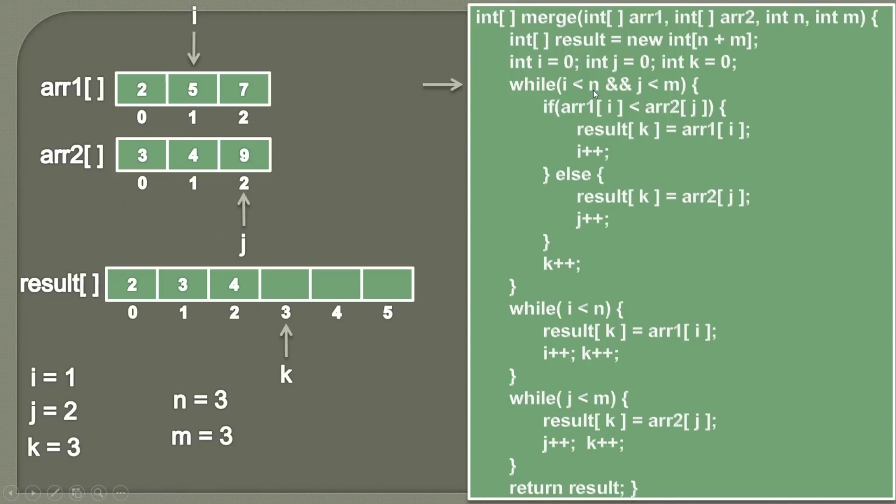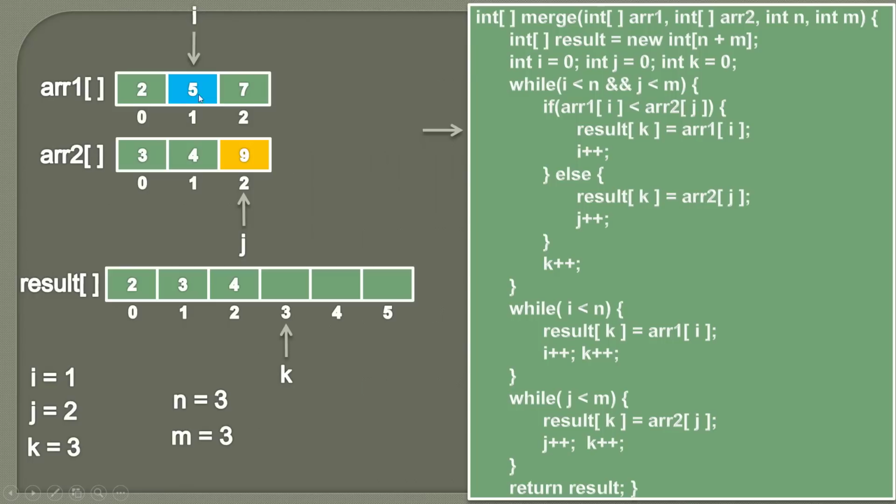Here still i is less than n and j is also less than m. 1 is less than 3 and 2 is also less than 3. So both conditions come out to be true. We'll now compare 5 with 9 because those are the values pointed to by the ith and jth index. And here you can see 5 is less than 9. So therefore this if block condition comes out to be true.